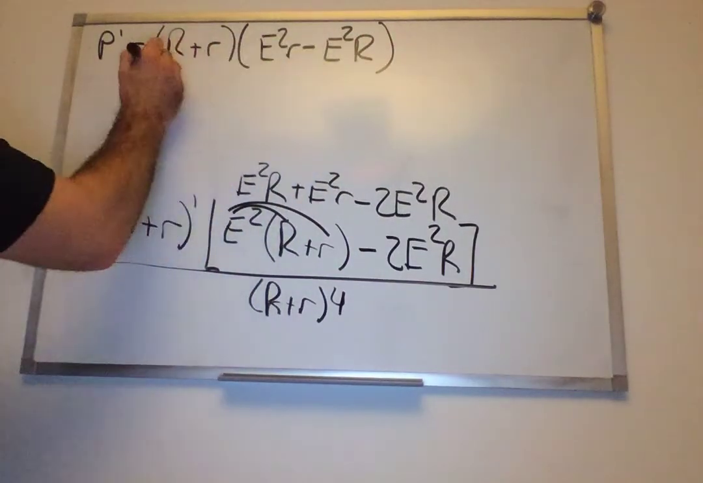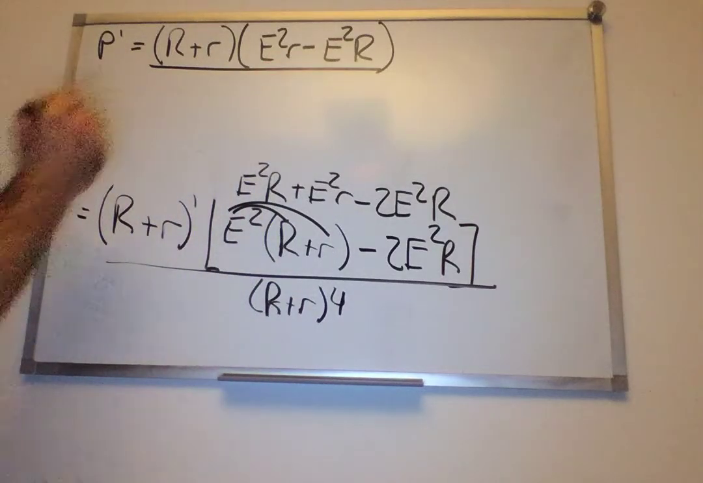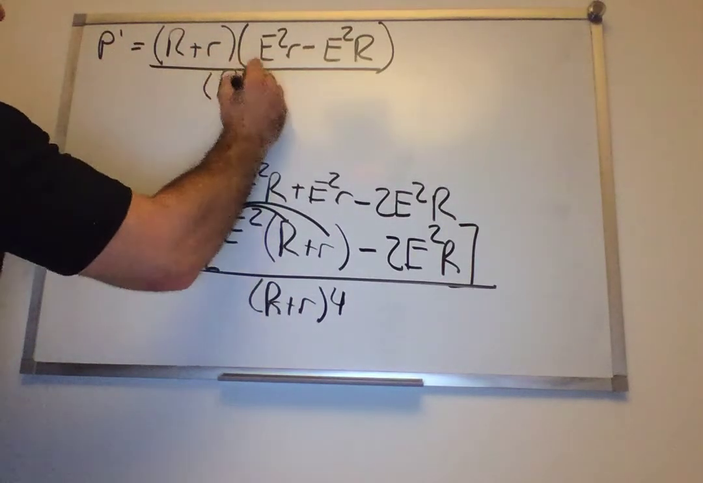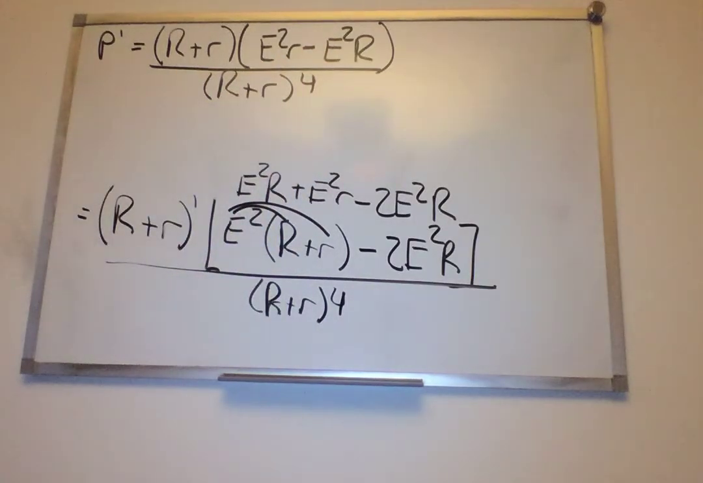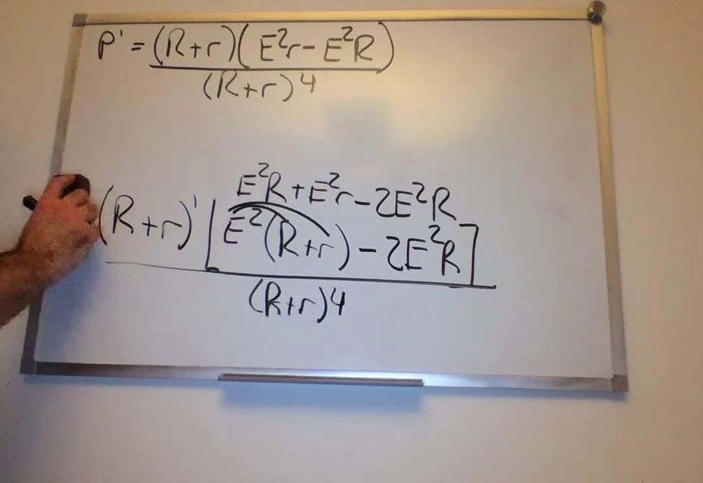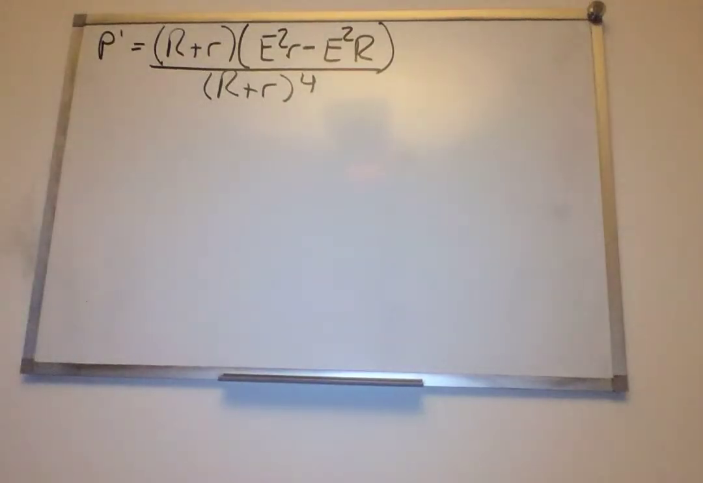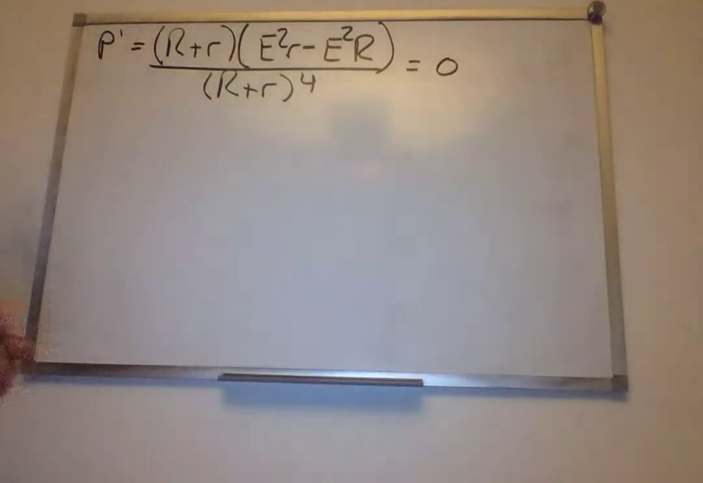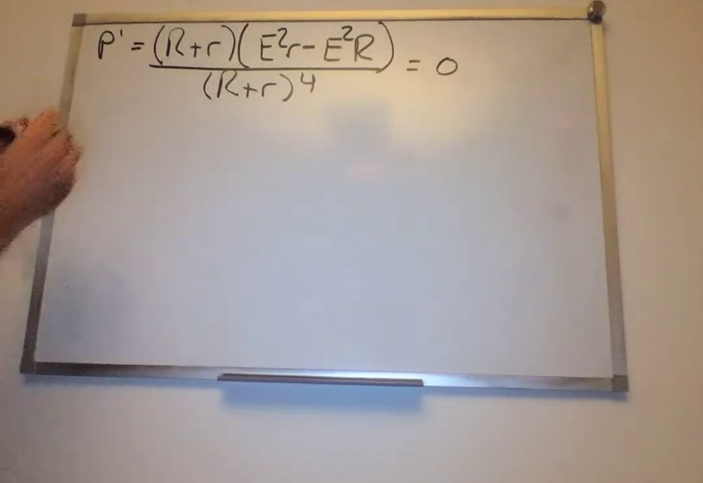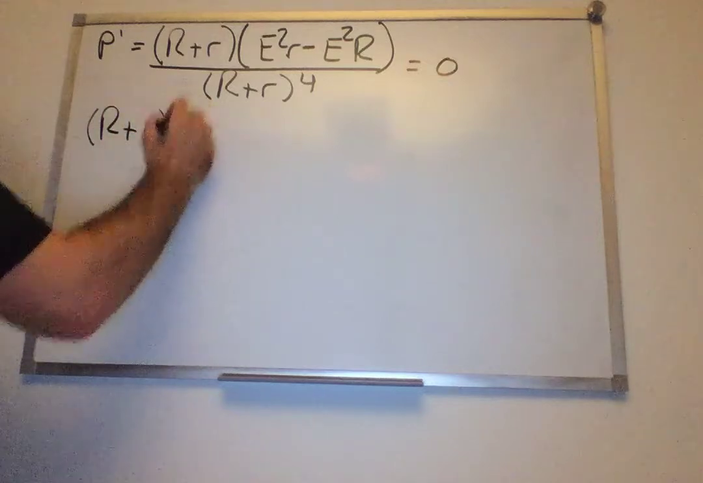There's an E squared here you can factor out. And then it's big R plus little r to the 4th power. Alright, so there's our derivative. Now we're going to set this thing equal to 0, and we're going to go ahead and solve. Now, again, we only care about the numerator. The denominator can't be 0.